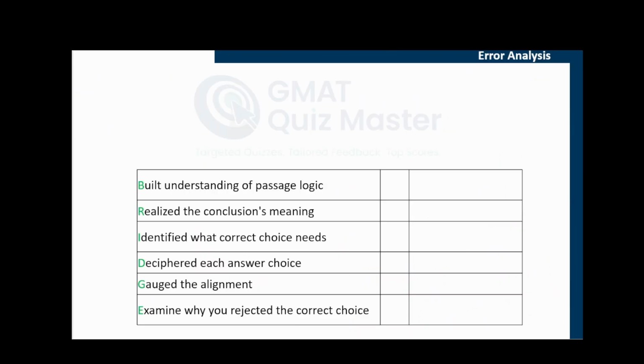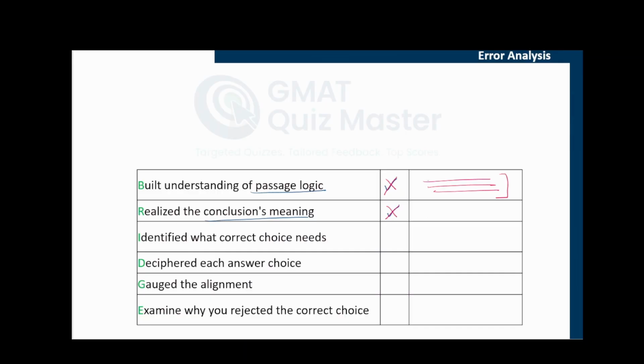If you understood the passage logic and the conclusion's meaning correctly, you can mark a tick here. However, if you missed anything in the passage understanding, did not understand the meaning, or did not understand the logic, you can mark a cross here and write down the exact reason. You rushed through it, you missed a word, you misunderstood something, you could not simplify a complex statement, whatever it is, you can write the exact reason here.